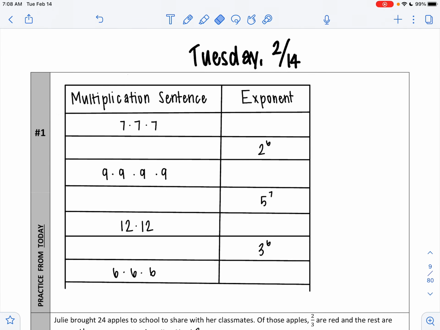All right, so Tuesday, Wednesday, and Thursday have a lot of similarities with Monday, so I will be referencing the Monday video back. For Tuesday, the table at the top is exactly the same as Monday, just with different numbers. So if you're stuck on this part, just go back to the start of the video and watch the examples there.